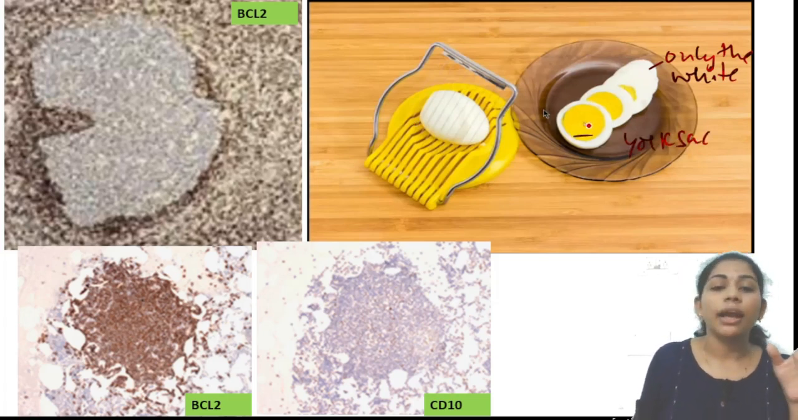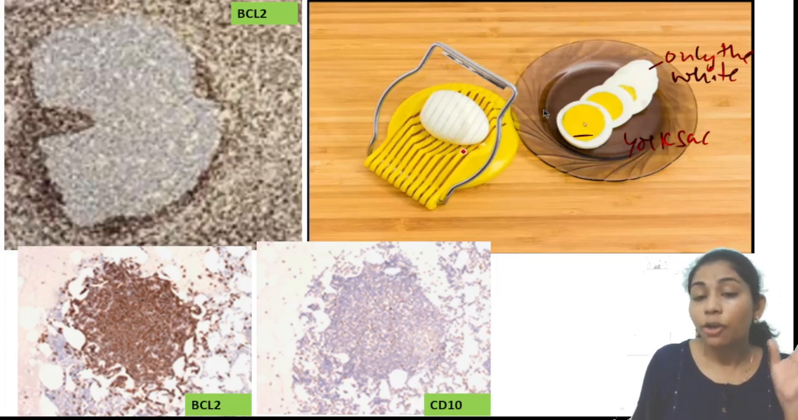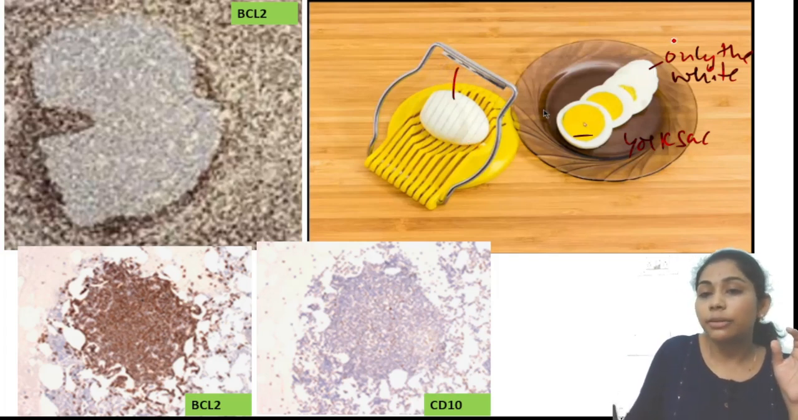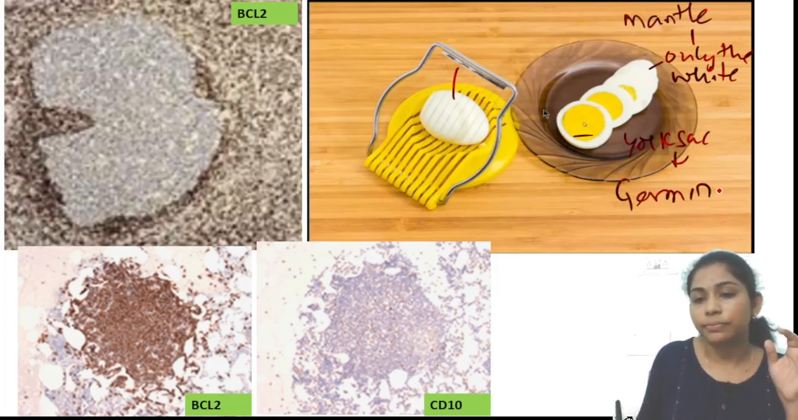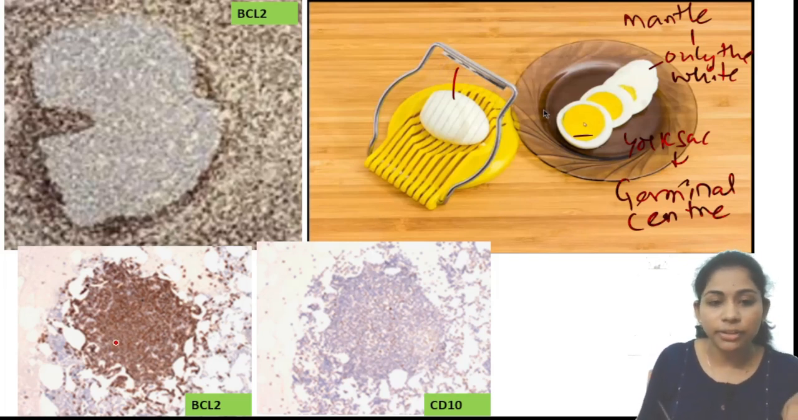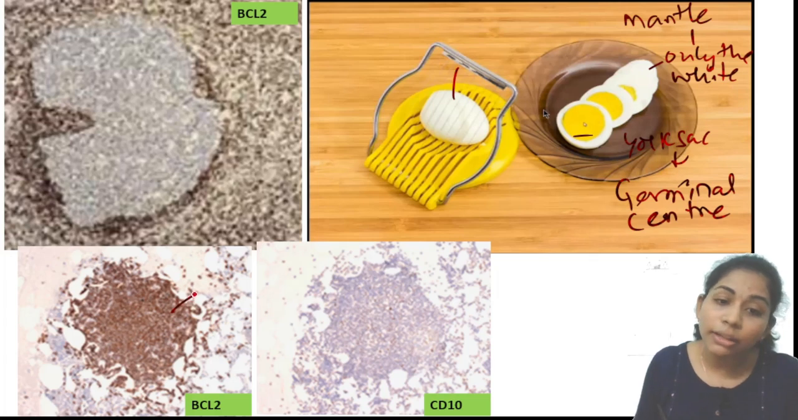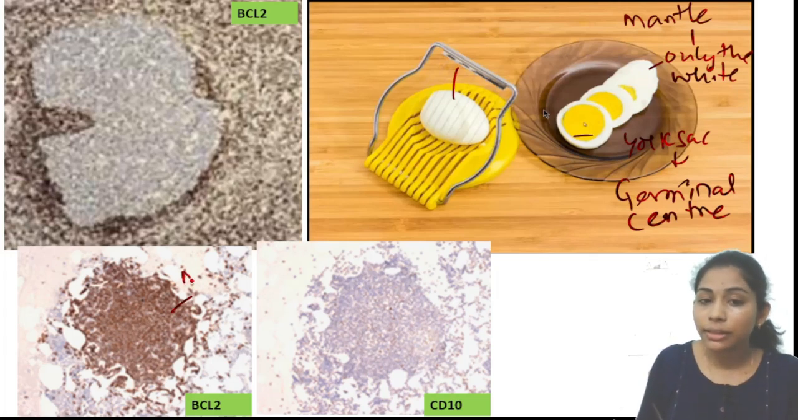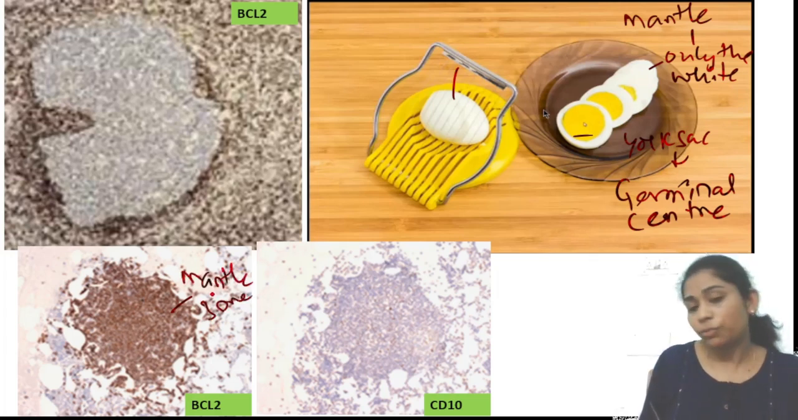In the same way, imagine the benign lymphoid follicle in the form of an egg, where the white part is the mantle zone and the yolk is the germinal center. So when we did the first section, what we have seen here is nothing but only the white part of the egg. Are you getting me? Only the white part of the egg we have seen, which is nothing but the mantle zone. And we know, as we already discussed in the previous slides, that BCL2 is normally positive in mantle zone B cells, and one more, what is that?